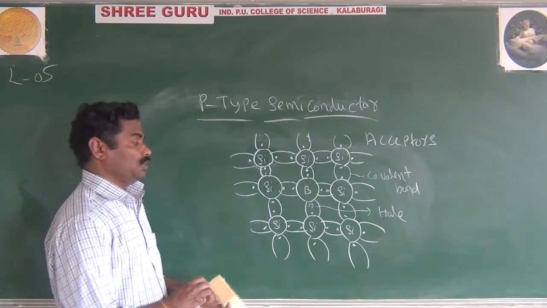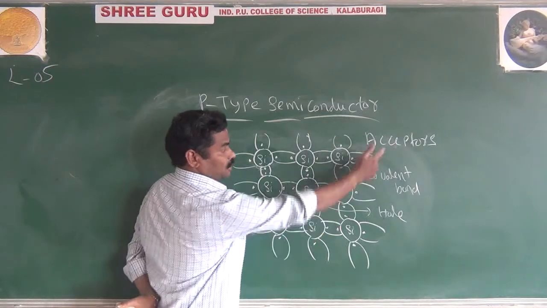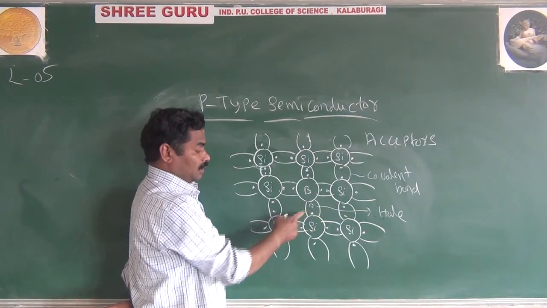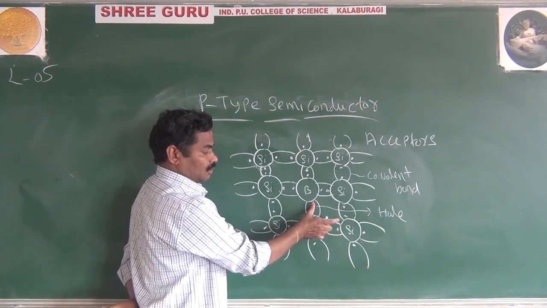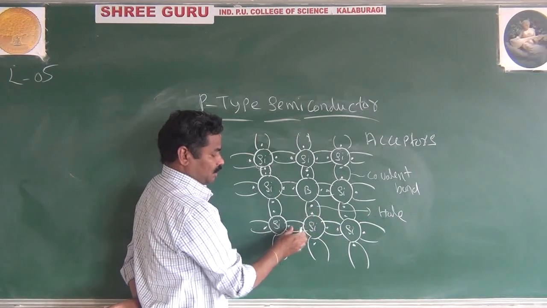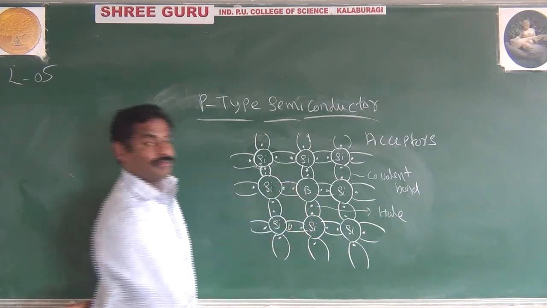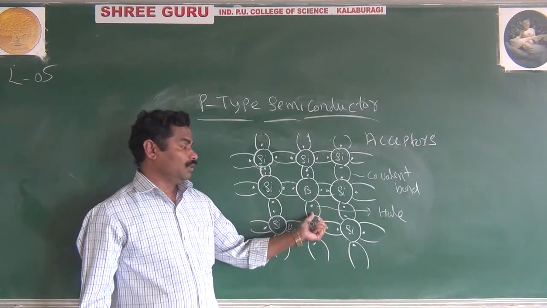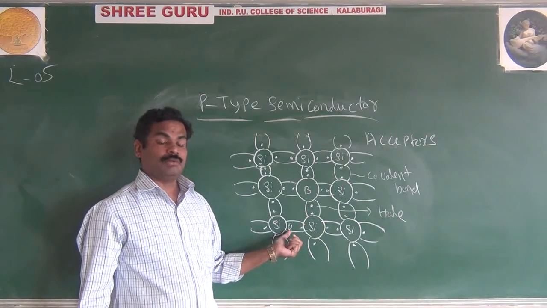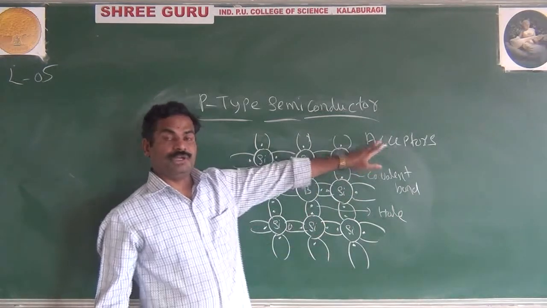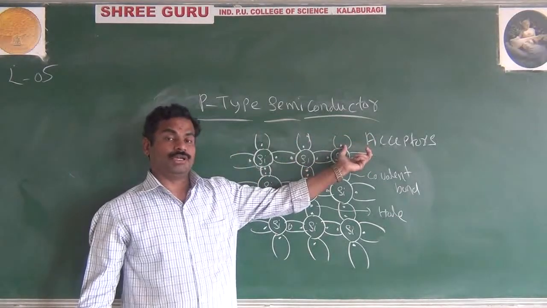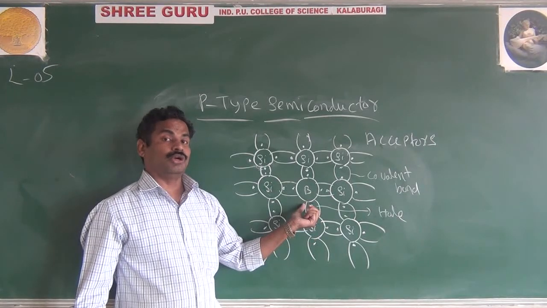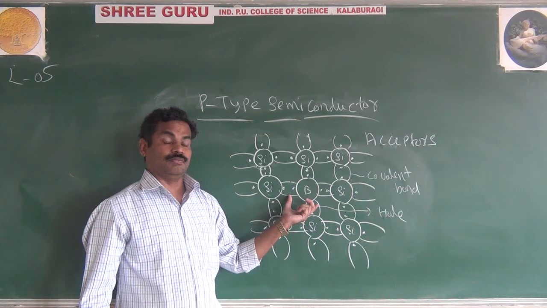And the important thing, as I said here, why is it called an acceptor? Because to fulfill the covalent bond, this hole will attract this electron, and this bond will be completed. But once again we are creating a hole here. Like that, this process continues. To fulfill the covalent bond, they accept one electron from the neighboring atom. That's why the p-type semiconductor is also called an acceptor. Why? Because it will take one electron to complete the bond. This is the importance of your p-type semiconductor.